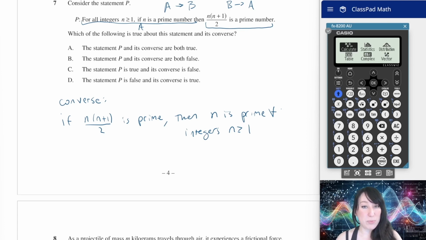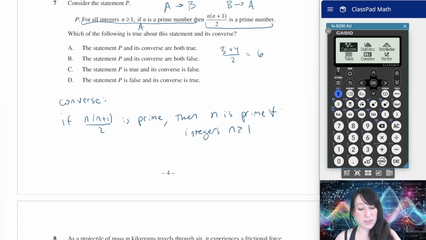Now, a quick way to disprove a statement would be to find a counterexample, although the job then comes down to finding that counterexample. If we think through a few prime numbers, we might be able to work out something that disproves statement P. If you try 2, it's actually true for 2 because you'd have 2 times 3 over 2, which is 3, which is prime. If you try 3, you would have 3 times 4 over 2, which is 6, which is not prime. So we have proven that P is not true.